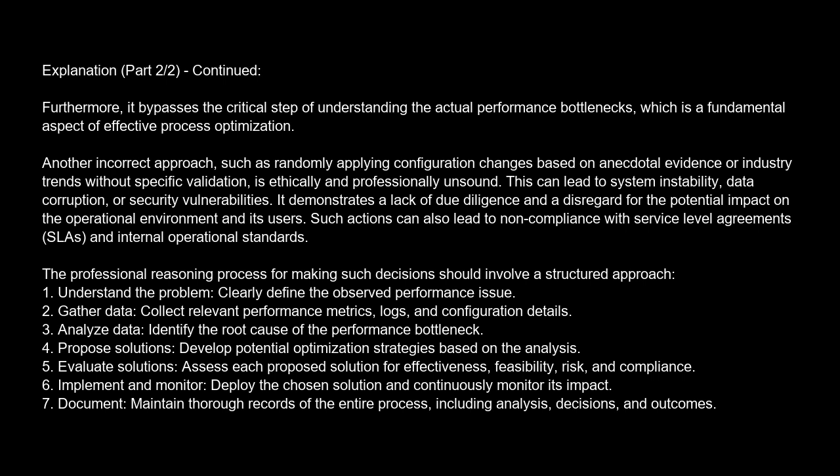The professional reasoning process for making such decisions should involve a structured approach. 1. Understand the problem. Clearly define the observed performance issue. 2. Gather data. Collect relevant performance metrics, logs, and configuration details. 3. Analyze data. Identify the root cause of the performance bottleneck. 4. Propose solutions. Develop potential optimization strategies based on the analysis. 5. Evaluate solutions. Assess each proposed solution for effectiveness, feasibility, risk, and compliance. 6. Implement and monitor. Deploy the chosen solution and continuously monitor its impact. 7. Document. Maintain thorough records of the entire process, including analysis, decision, and outcomes.